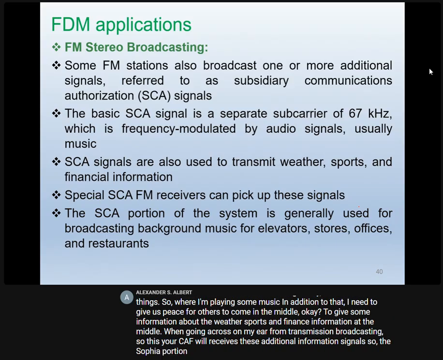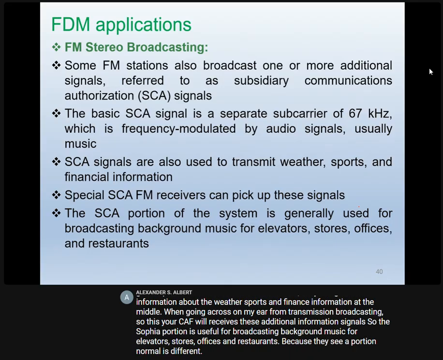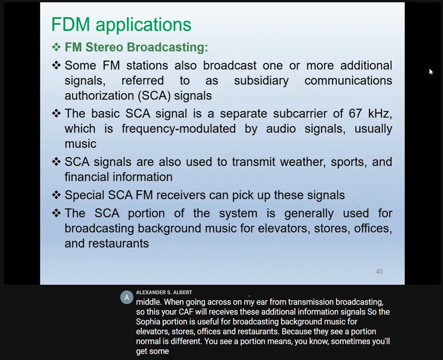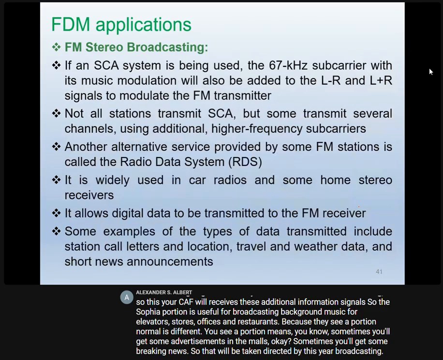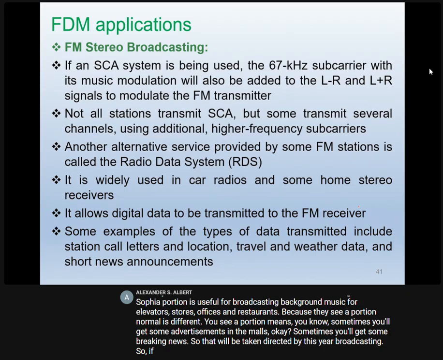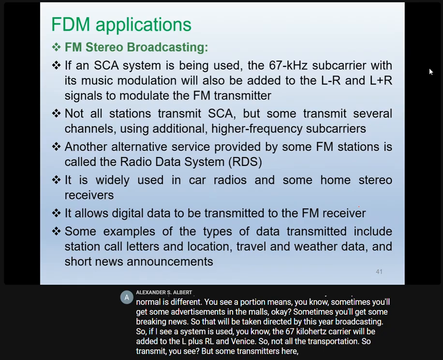The SCA portion is useful for broadcasting background music for elevators, stores, offices, and restaurants. SCA portion means sometimes you get advertisements in the malls, and sometimes you get breaking news. That will be directed by this SCA broadcasting. If the SCA system is used, the 67 kilohertz carrier will be added to the L plus R and L minus R. Not all stations will transmit SCA, but some transmit SCA with several channels.